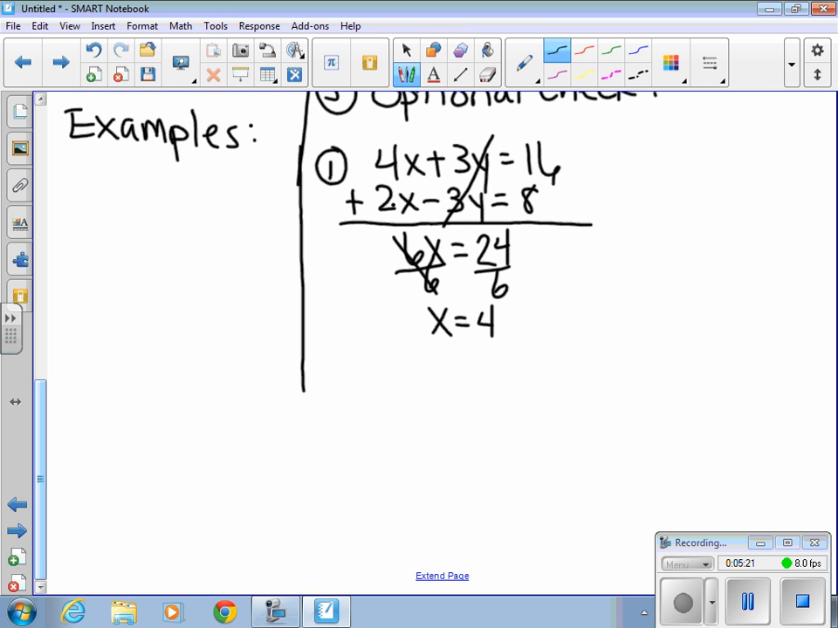So when you go to write your solution, you will have a 4 in the x spot of your ordered pair. Now, to get your y value, you can use either one of the original equations, and you're going to plug the x in as 4.